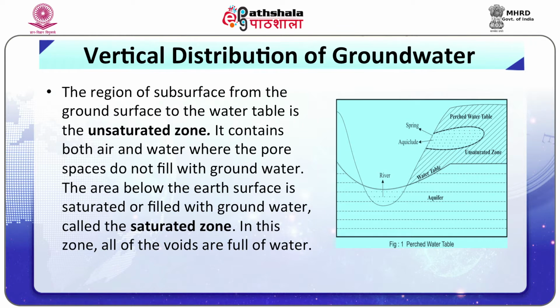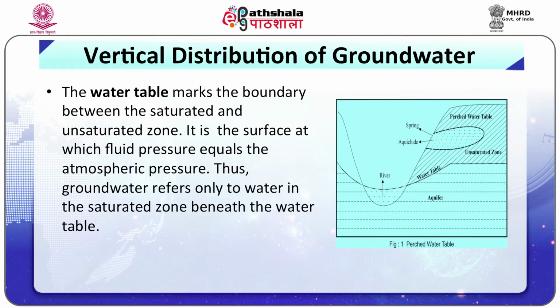The region of subsurface from the ground surface to the water table is the unsaturated zone. It contains both air and water, where the pore spaces do not fill with groundwater. The area below the earth's surface that is saturated or filled with groundwater is called the saturated zone. In this zone, all of the voids are full of water. The water table marks the boundary between the saturated and unsaturated zone. It is the surface at which fluid pressure equals the atmospheric pressure. Thus, groundwater refers only to water in the saturated zone beneath the water table.